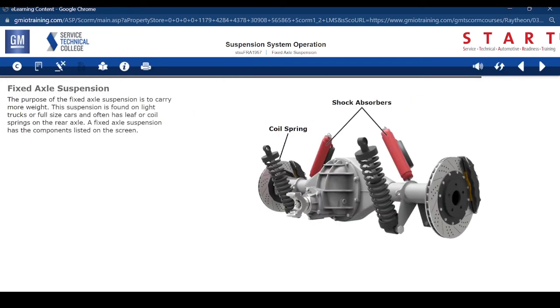The purpose of the fixed axle suspension is to carry more weight. This suspension is found on light trucks or full-size cars and often has leaf or coil springs on the rear axle. A fixed axle suspension has the components listed on the screen.